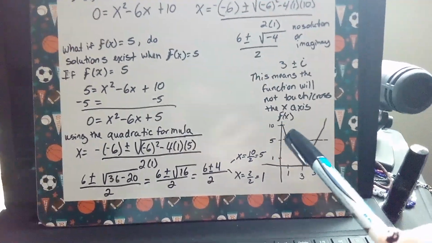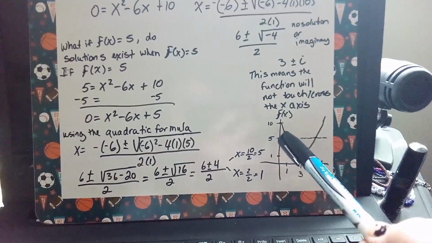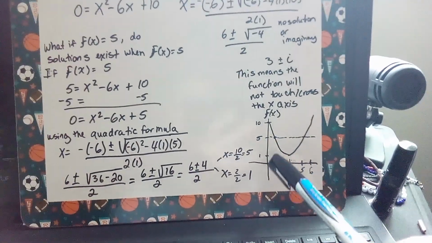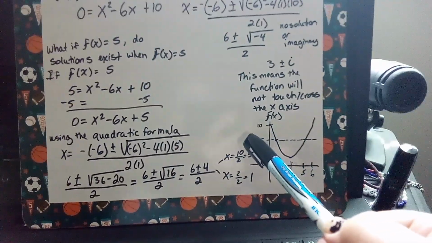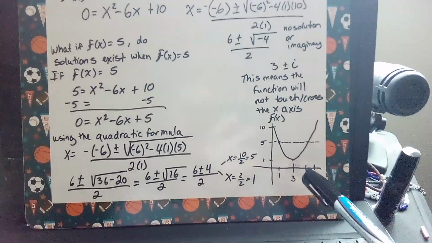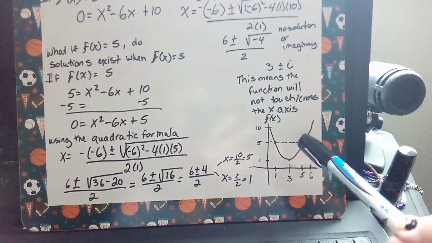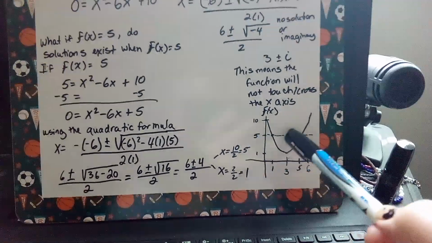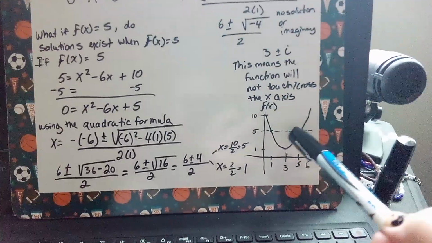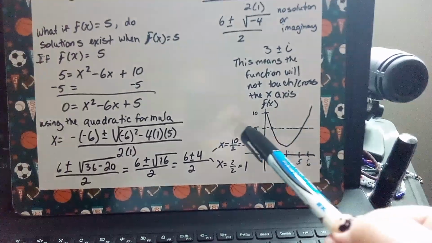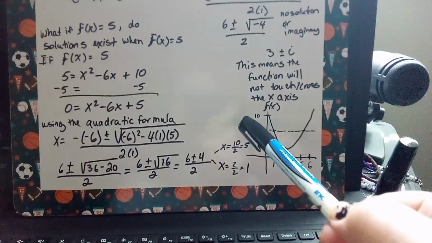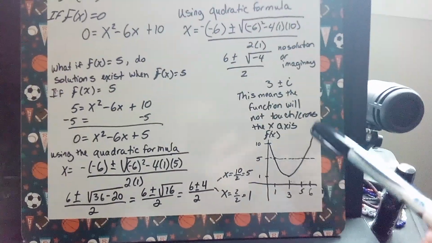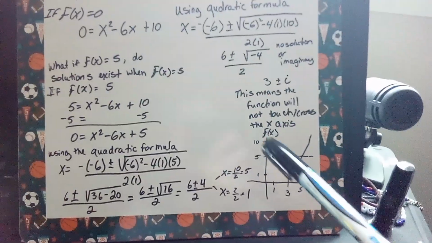So if we look at the graph at 5, we know that when x is equal to 1, the function will be equal to 5, and when x is equal to 5, the function will be equal to 5 too. It means that the line of f of x equal to 5 gives a solution. The graph of the function will cross that line of f of x equal 5.